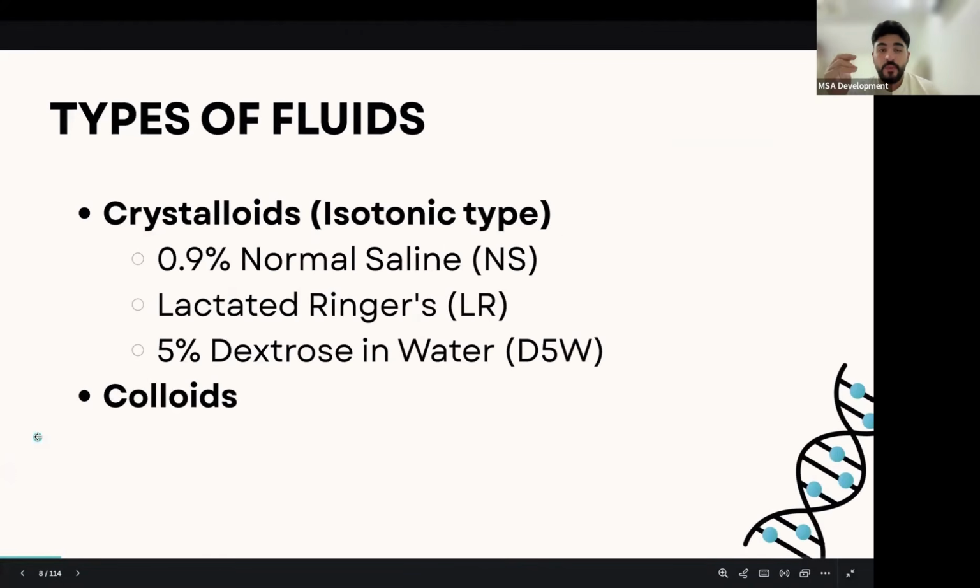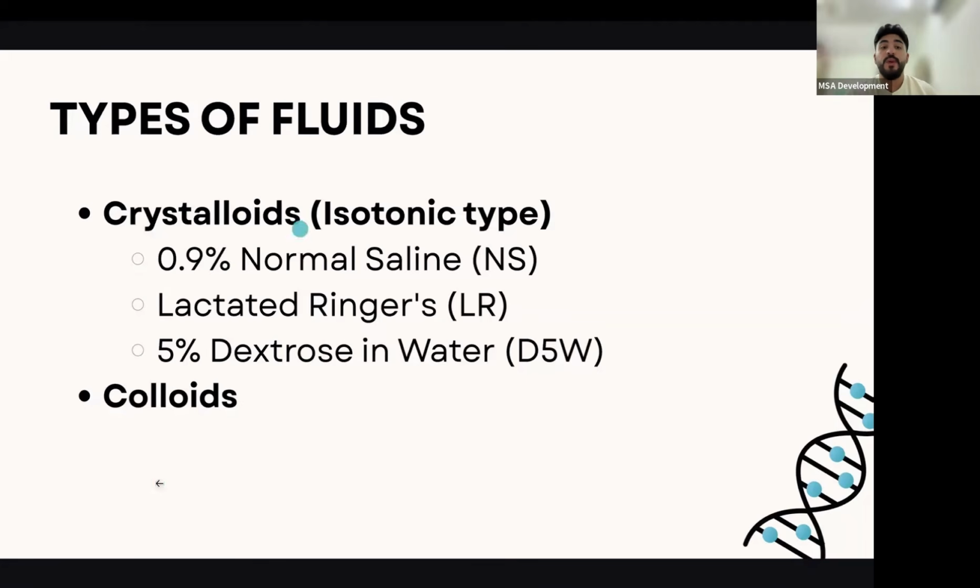Now, the type of fluids that we will cover during this crash course are those on the screen. We have more, but this is what we're going to be limited to. So we're going to start off with crystalloids, okay? Crystalloids are types of fluids that are isotonic, meaning that their osmolarity, and the concentration of the electrolytes, if they had any, are going to be similar to the plasma. Okay, so we have three. We have the normal saline, we have lactated ringer, and we have the dextrose in water.